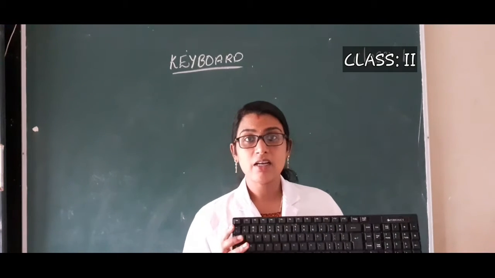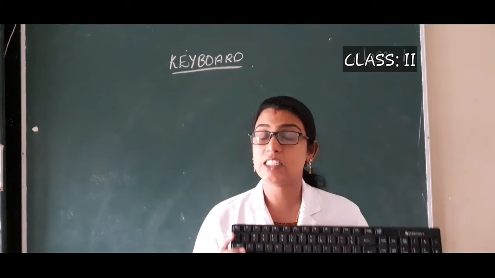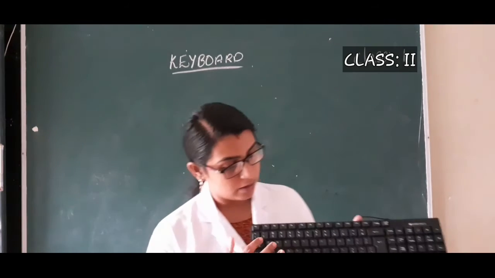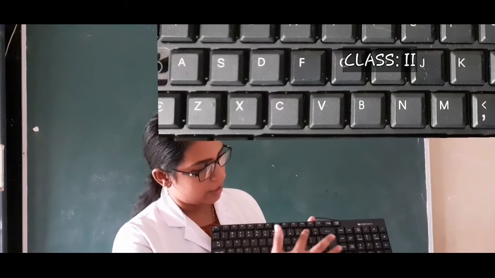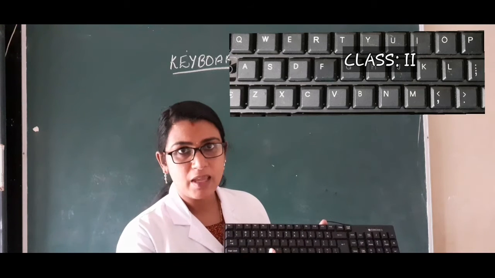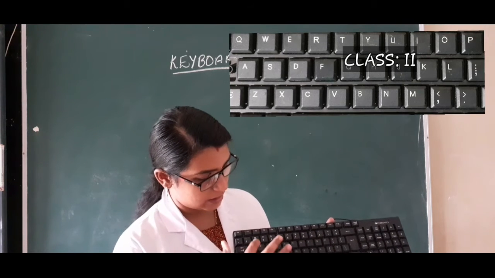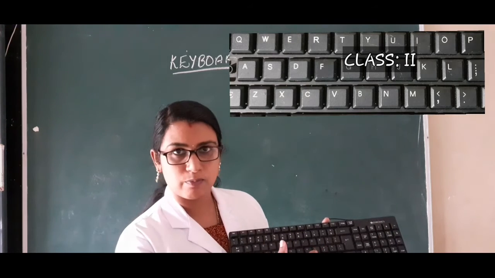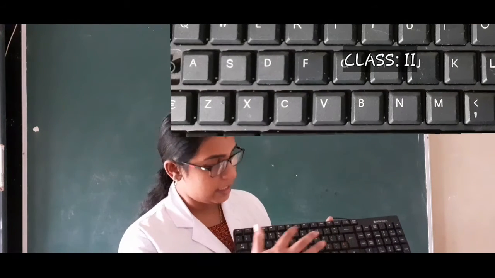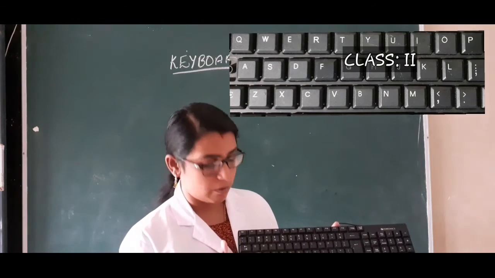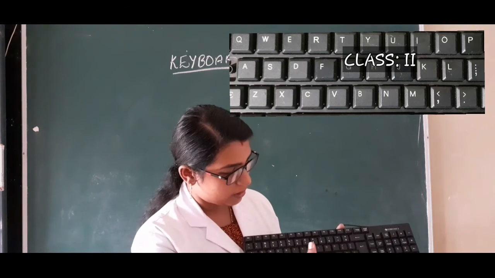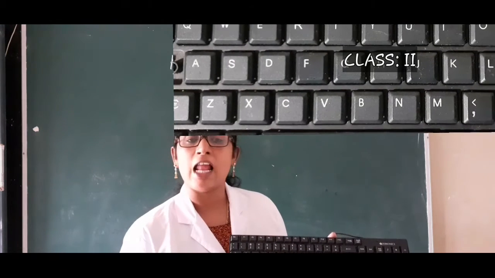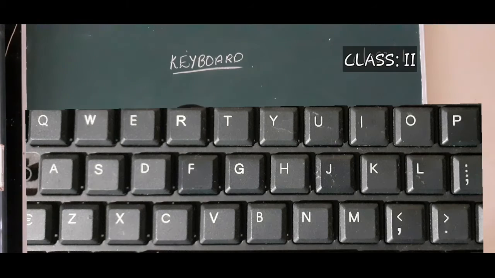Here each key has a different name. Look here, you can see the alphabets: Q, W, E, R, T, Y, like this. So A to Z letters are given on this keyboard. These buttons are known as alphabetic keys.